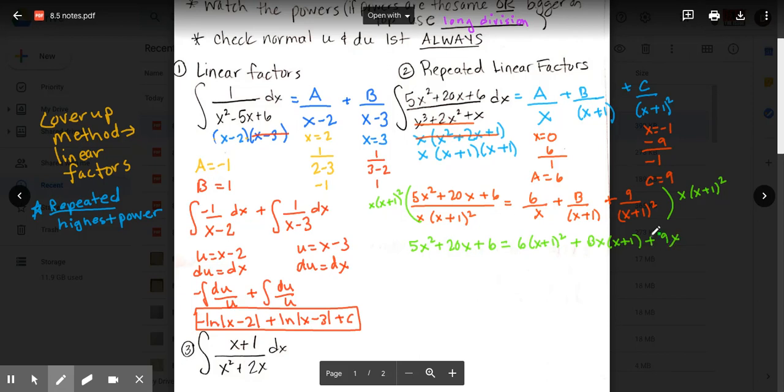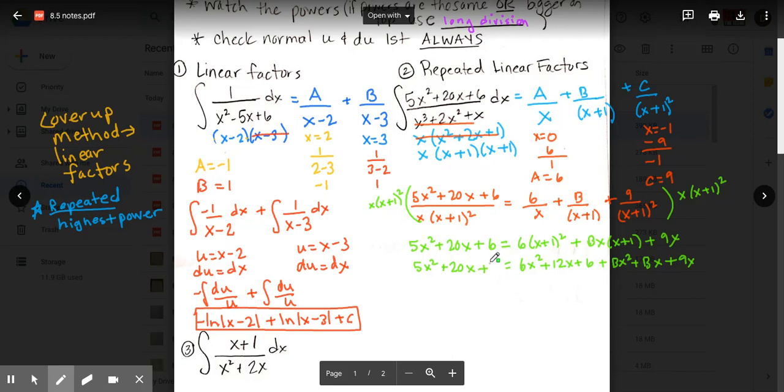Okay, so what we're going to do is multiply out the right-hand side. Like I said, this is not hard. It's just algebra and a little time-consuming, but it should not be anything that's super difficult. So here we get 6x squared plus 12x plus 6 plus bx squared plus bx plus 9x. That equals 5x squared plus 20x plus 6.